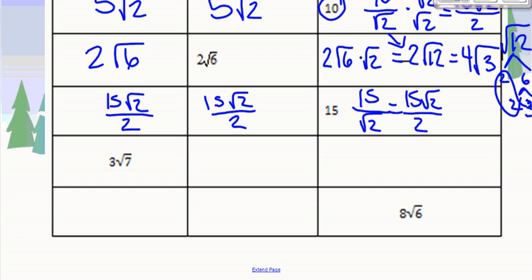Okay, so now we have a leg that is 3 square root of 7. The other leg clearly is going to be 3 square root of 7. Okay, and now we have to multiply again by that square root of 2. So I want you to give that a try. See if you can get it on your own. Okay, and then push play again and see if you got the right answer.